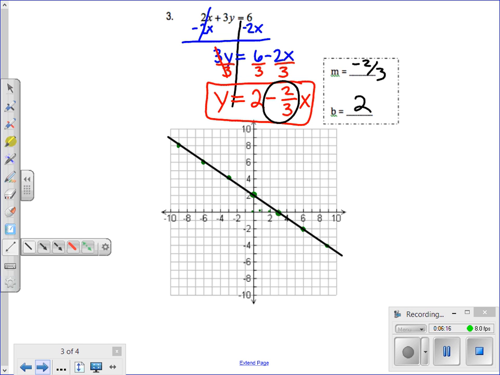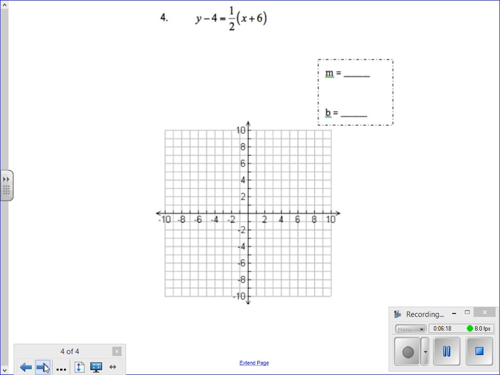All right, one more. Let's see what number 4 gives us. y minus 1/4 equals 1/2 times x plus 6. Before I can even deal with y, I actually have to handle the fraction. It looks like I need to distribute that 1/2 to both terms. So I end up keeping y minus 4 on the left equals 1/2 x, and then 1/2 times 6 is 3.